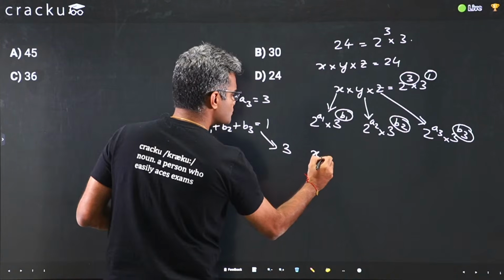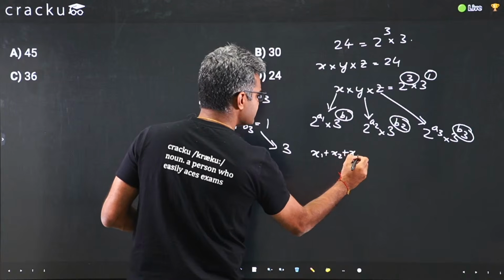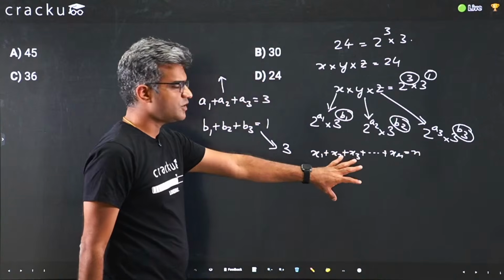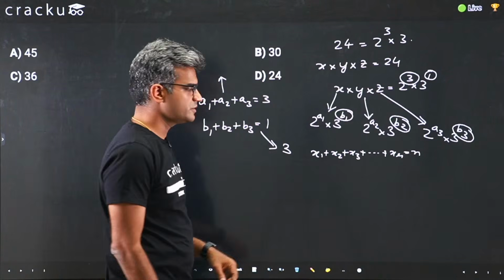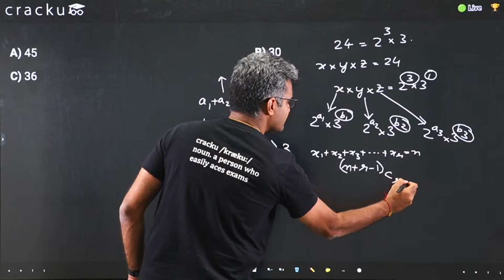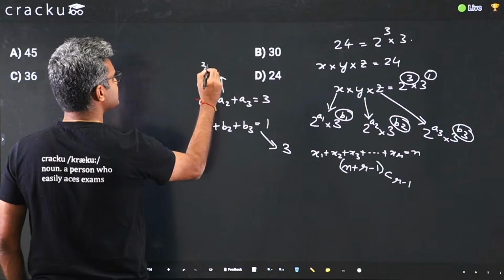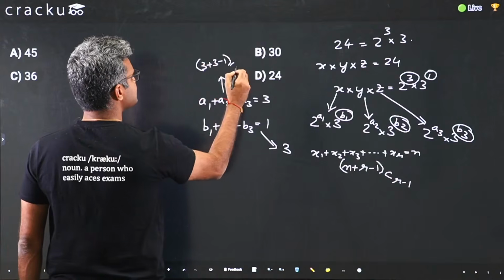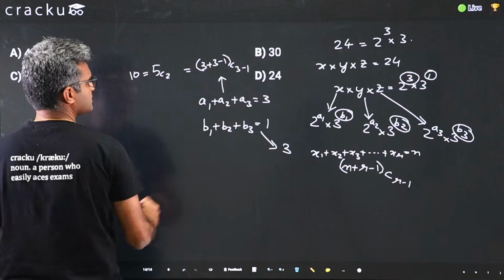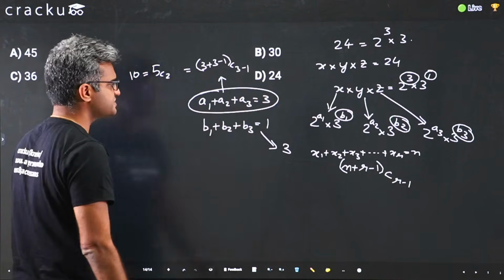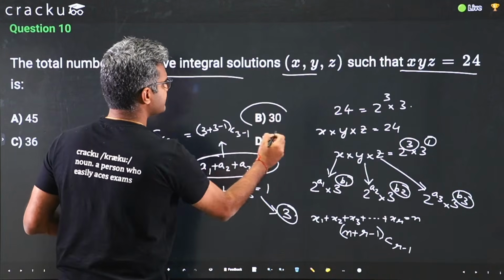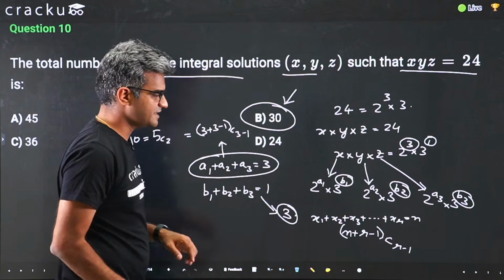If you have x1 plus x2 plus x3 plus dot dot dot plus xr is equal to n, and all of them are non-negative integers, the number of solutions will be n plus r minus 1 C r minus 1. So in this case, it will be 3 plus 3 minus 1 C 3 minus 1, which is equal to 5C2, which is equal to 10. So the first equation has 10 solutions. The second equation has 3 solutions. The total solutions for this given equation will be 10 into 3, which is 30.